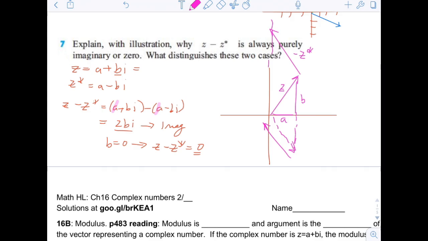The only way for this not to be a purely imaginary resultant vector is if the resultant vector happens to be 0. If the resultant vector is 0, then it wouldn't be imaginary at all, right? So if z was a plus bi and the imaginary part was 0, then when you subtract z minus z conjugate, it's just going to give you 0 for the real part and 0 for the imaginary part.